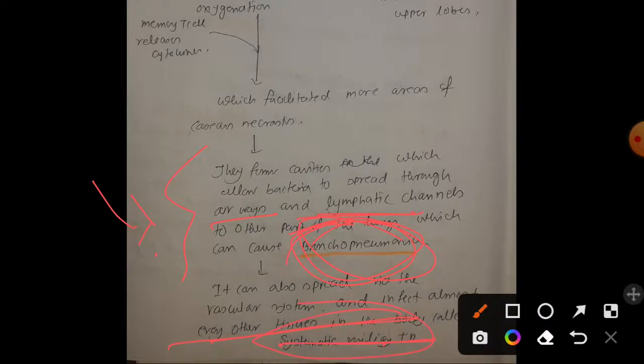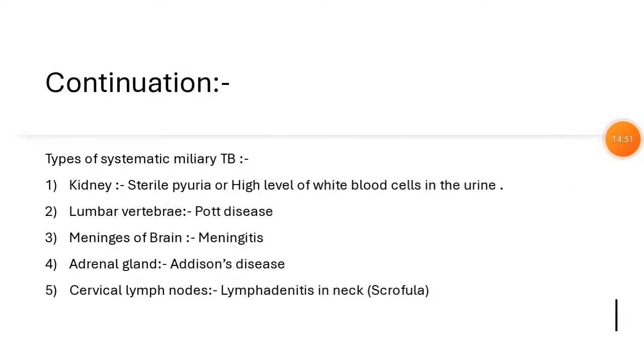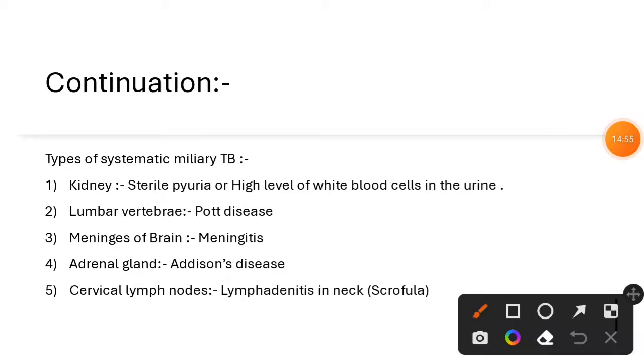The symptoms of systemic miliary TB totally rely on what part of the tissue they infect. We are going to show this. These can be the possible symptoms. If the TB gets to the kidney, it can cause sterile pyuria, or a high level of white blood cells in the urine.